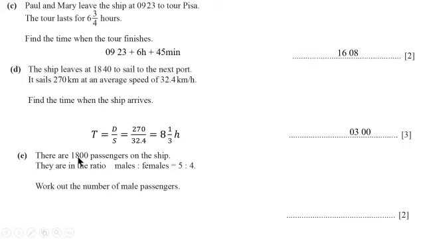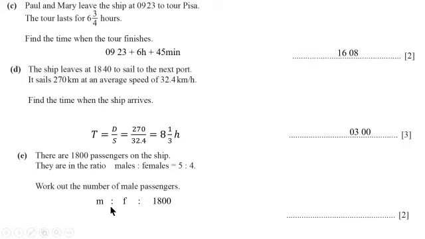E. There are 1,800 passengers on the ship. They are in the ratio male to female. Males to females equals 5 to 4. Work out the number of male passengers. It's very easy. I will write the following: males to females, and the sum here. The question said 1,800.